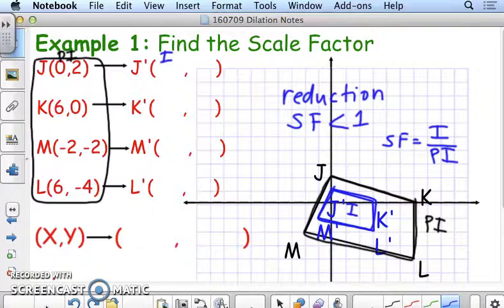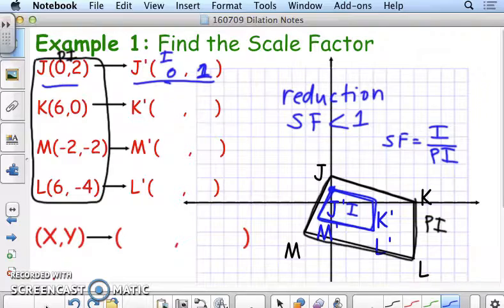So first I need to figure out, okay, I've listed the coordinates for J, K, M, and L. I need to find the coordinates for J prime. So I'm going to look, and I've got a location right here. And I know that this is at 0, 1. So I'm going to look at the relationship between J and J prime. So I went from 0, 2 to 0, 1. Interesting. I'm starting to notice a pattern. I don't know about you.